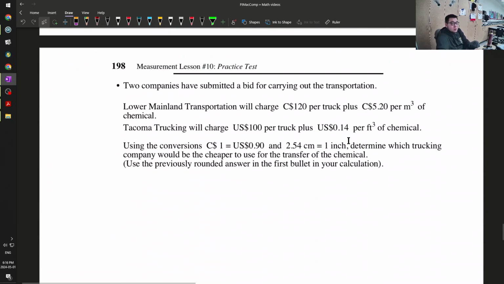There we go. Okay, two companies submitted a bid for carrying out the transportation. Lower Mainland Transportation will charge Canadian $250 per truck plus $5.2 per meter cubed of chemical. Tacoma Trucking will charge US $100 per truck plus US $0.14 per feet cubed of chemical. We have to see which one is cheaper.